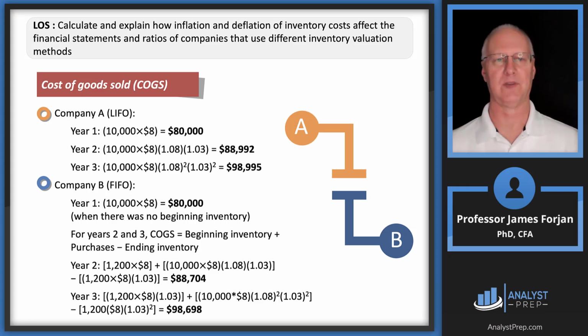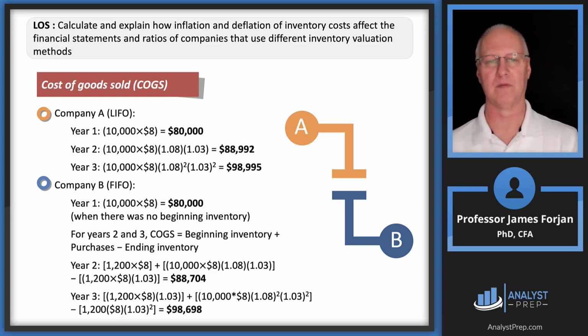Now this is where it gets interesting, trying to figure out what those cost of sales might be. So what are we doing for year 1? Under LIFO, that's just the 10,000 times the $8. But in year 2, we're going to take that 10,000 times the $8 times the 1 plus the change in the 8%, and the 1 plus the 3%.